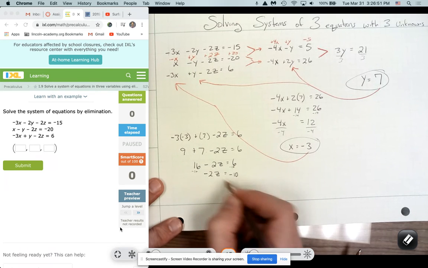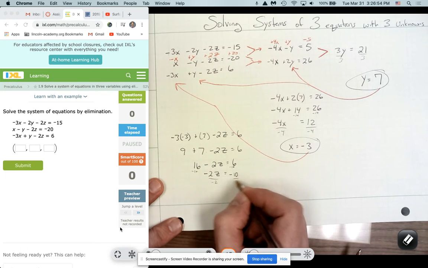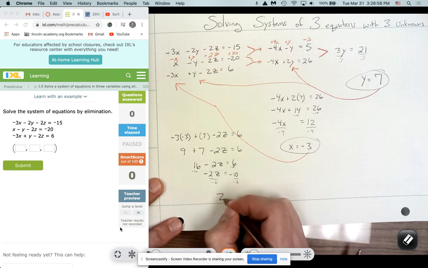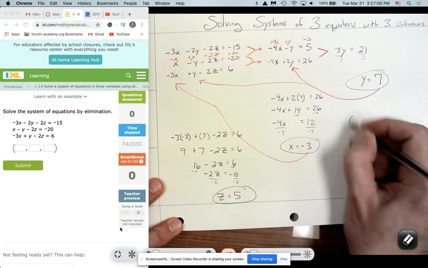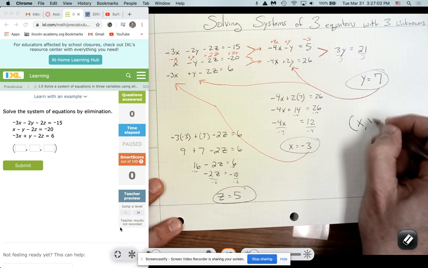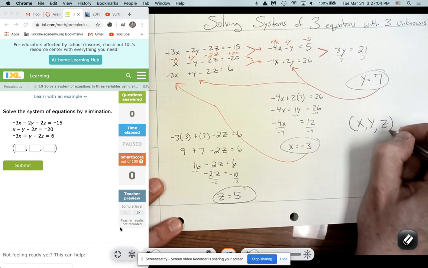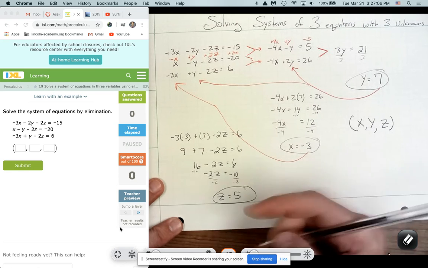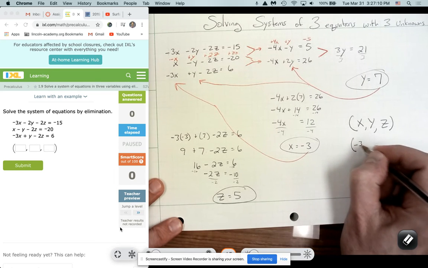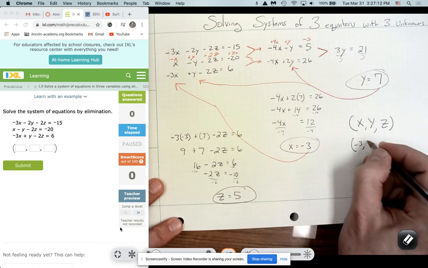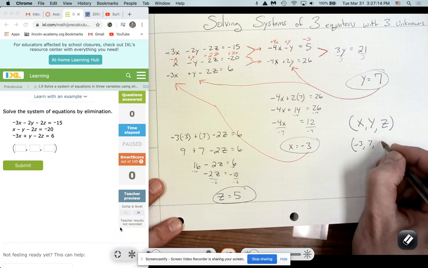And then divide by negative 2, and I get z is 5. Now, when we write our ordered pair, it's always in alphabetical order, x, y, z. That's how you're going to type it into your iExcel assignment. So I'm going to type in my negative 3 first, then I'm going to type in my 7, and then I'm going to type in my 5.